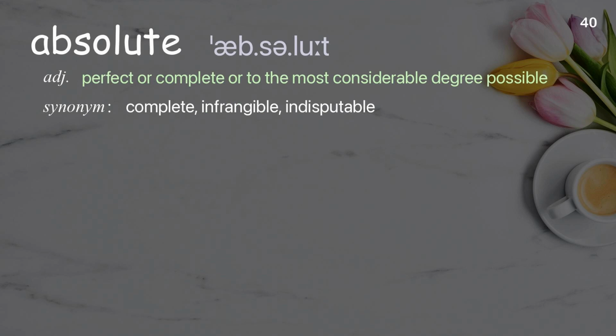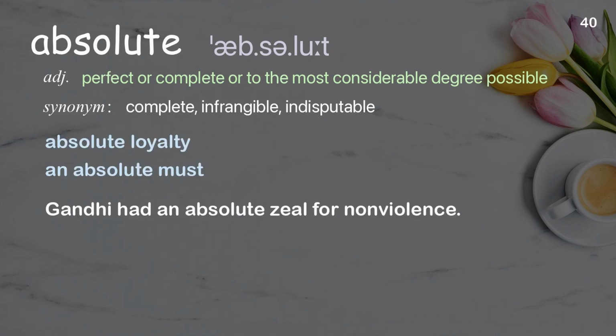Absolute. Perfect or complete, or to the most considerable degree possible. Examples: Absolute loyalty. An absolute must. Gandhi had an absolute zeal for nonviolence.